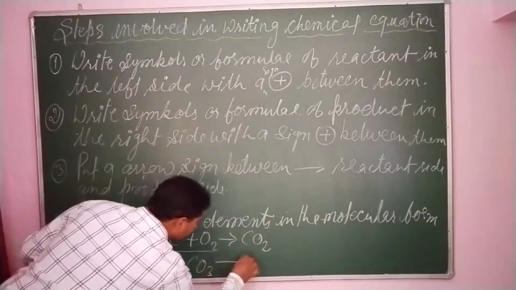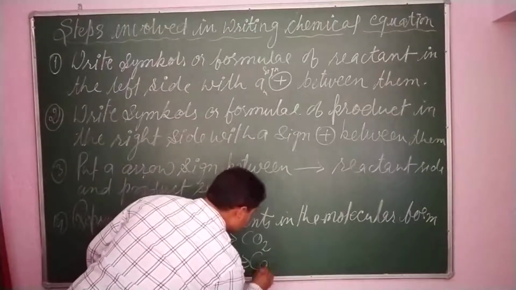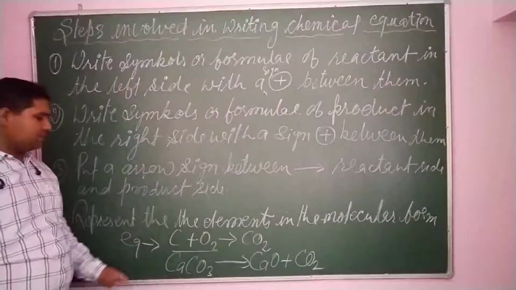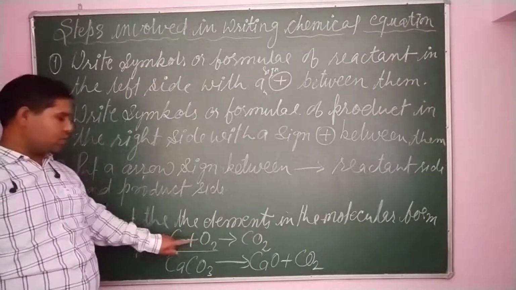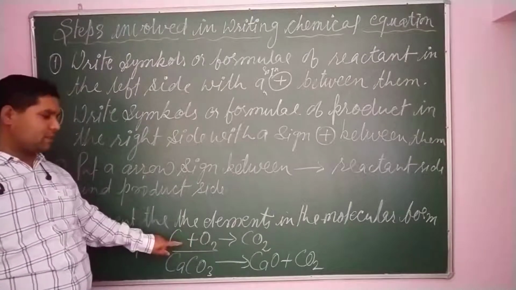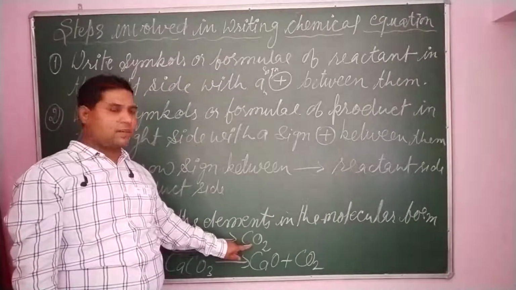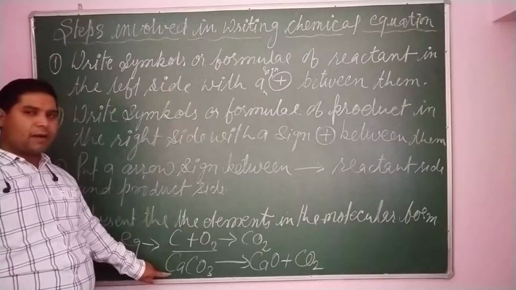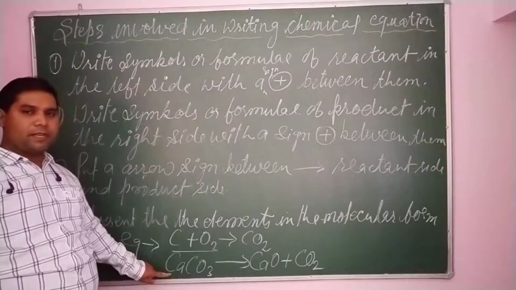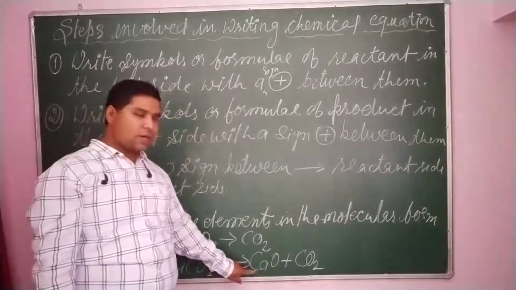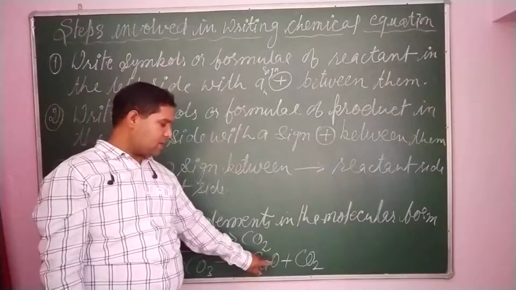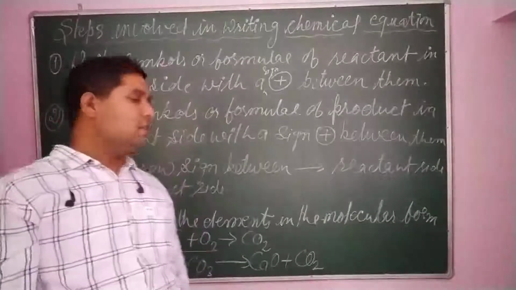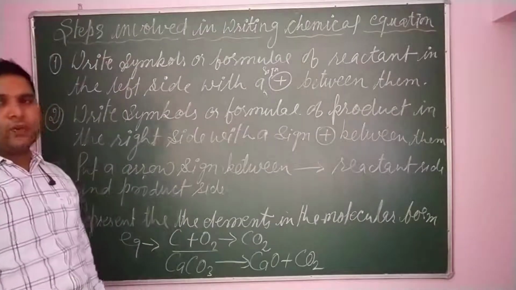Calcium carbonate breaks to form calcium oxide plus carbon dioxide. You see, dear student, as the reactant, if there are 2 reactants, then plus is between the 2 reactants, and here as the product, single product, so no requirement of the plus sign. As in the second example, calcium carbonate is a single compound, so no requirement here of the plus sign. But in the product side, 2 products, calcium oxide plus carbon dioxide. So dear student, this way we write the chemical equation.